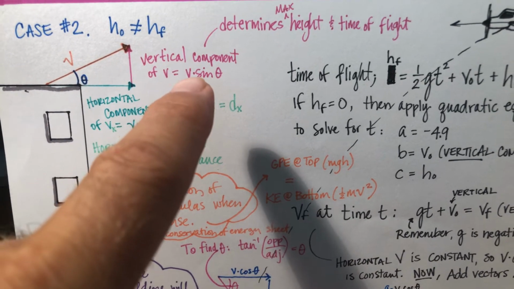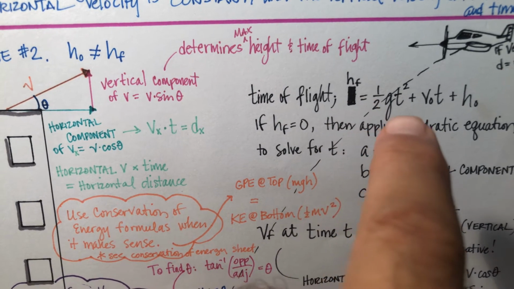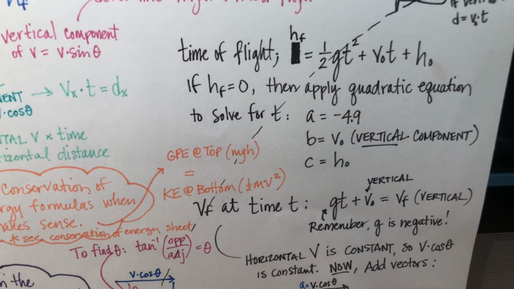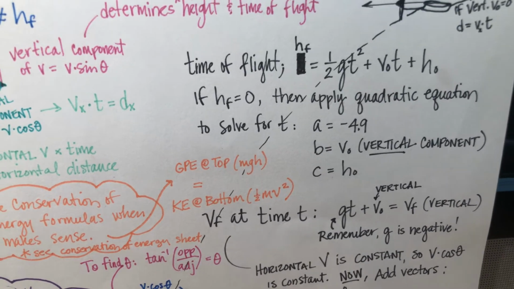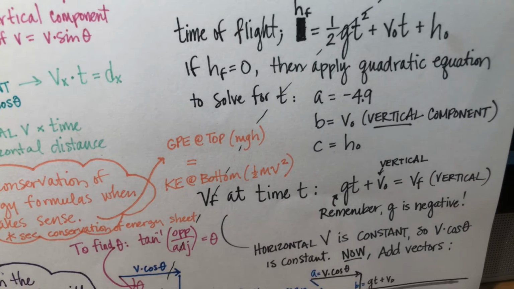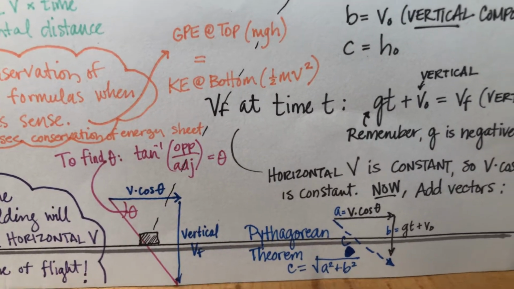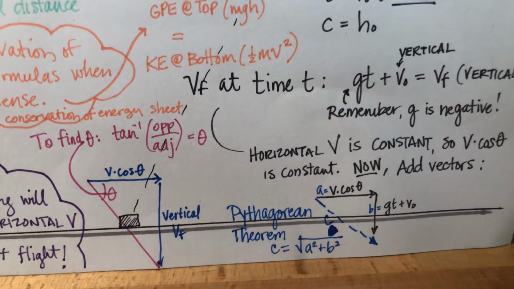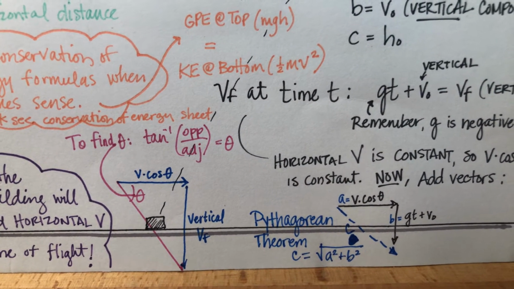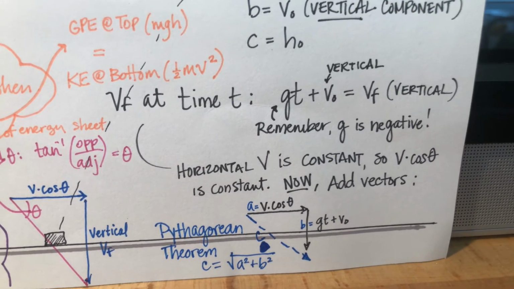Time of flight will be found from the vertical v, so it is 1/2 gt squared plus v initial t plus height initial. If height final is 0, then you're going to apply the quadratic equation, solve for t. A is negative 4.9, b is the initial vertical velocity, c is the initial height, and v final at any time t, anywhere in that trajectory, is equal to gt plus v initial.